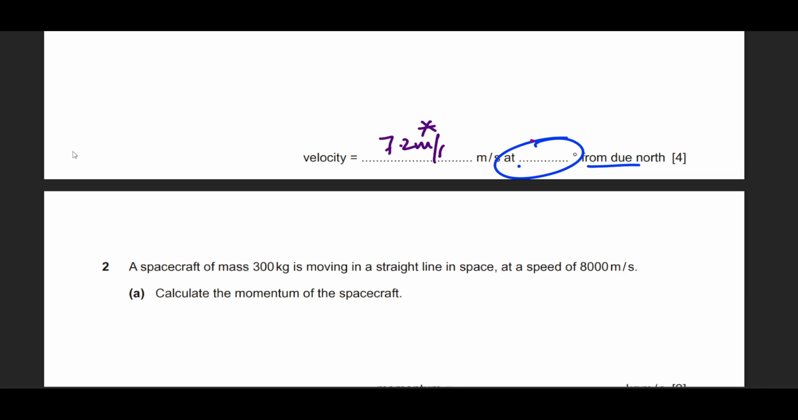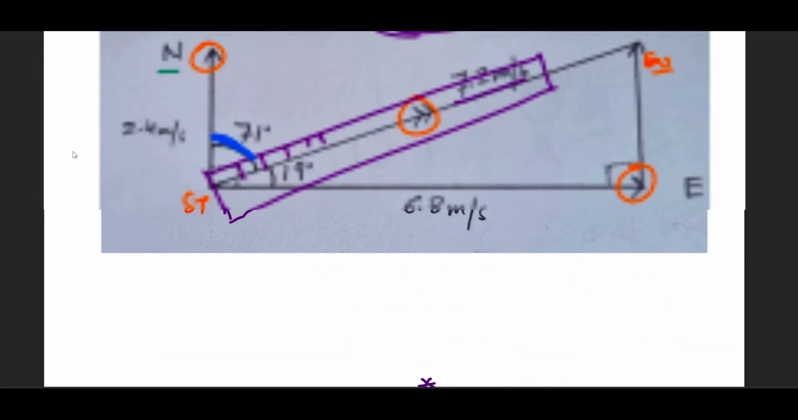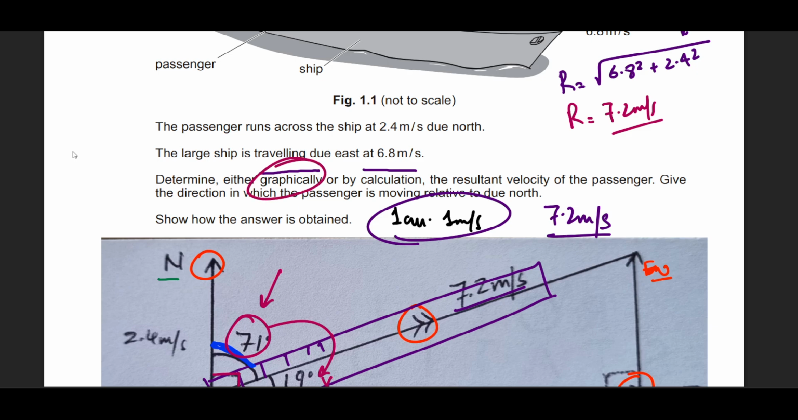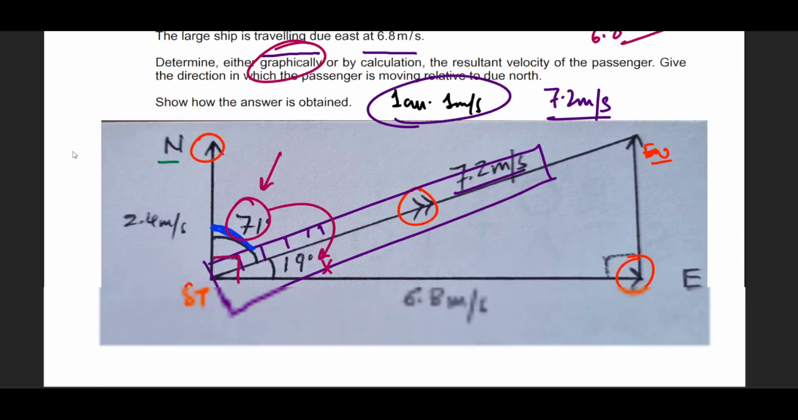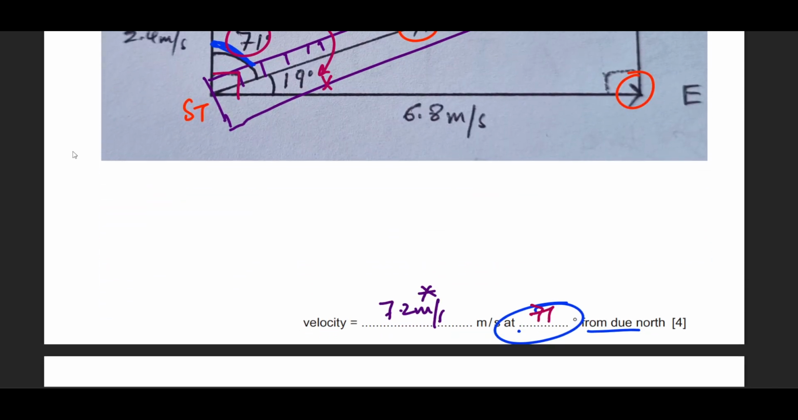The 7.2 at an angle of 71 degrees. Since he has allowed you to use a graphical method, he will give you a range of answers in the marking scheme. He's not going to be very strict about the diagram. He's going to give some leverage. You will see that the resultant is actually between, I think, 6.8 to 7.2, something like this. And the angle also is between 68 up to 72, I think. So there's always going to be a range of answers. If your answer is within the range, it will be accepted.